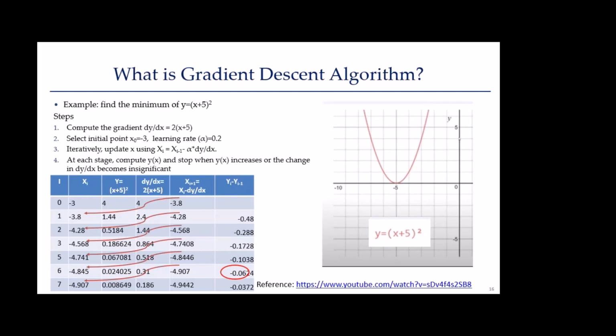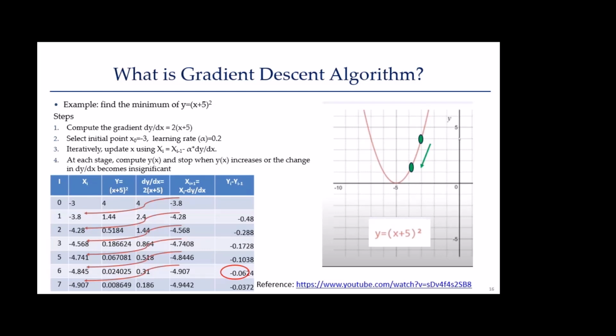So let's get some numbers with this example. If you assume we started at x equal minus 3, this gets us to the point where y equal 4, dy/dx, which is the gradient, equal 4 as well. And the next x, based on this equation, will be minus 3.8, assuming our rate is 0.2. This means we are moving towards the minimum of the function in the right direction.